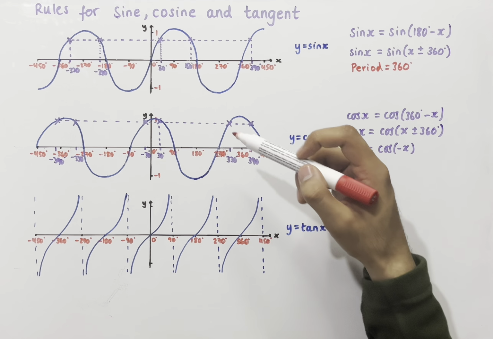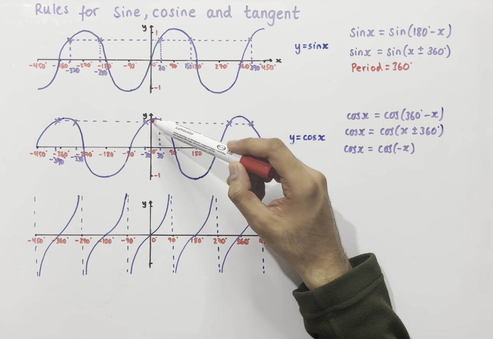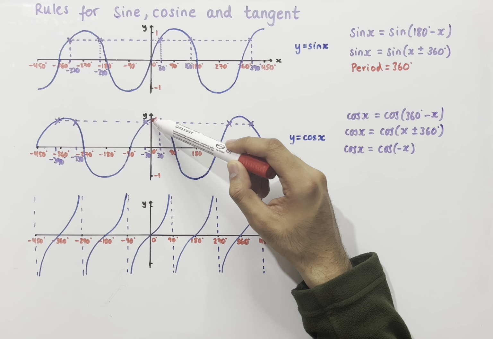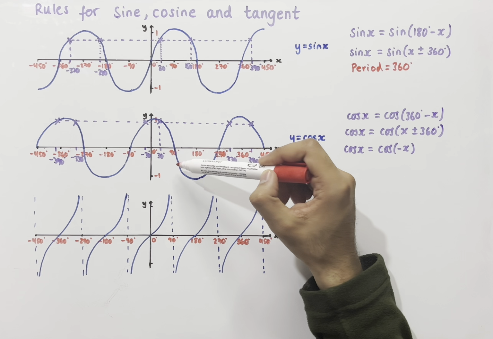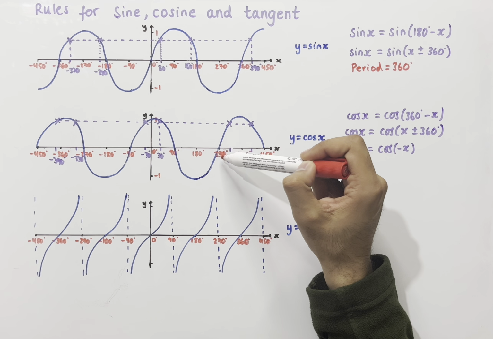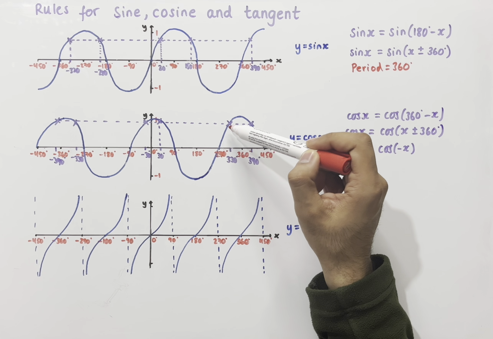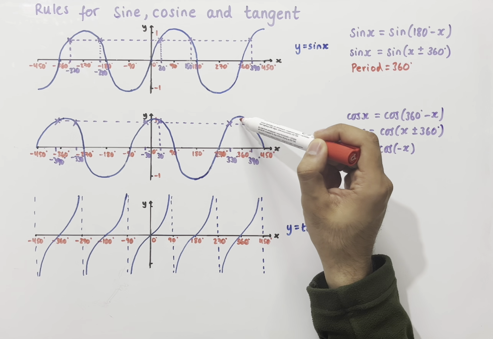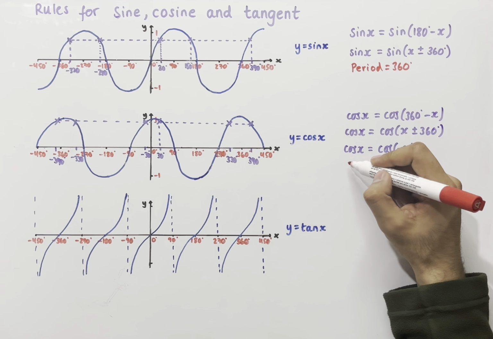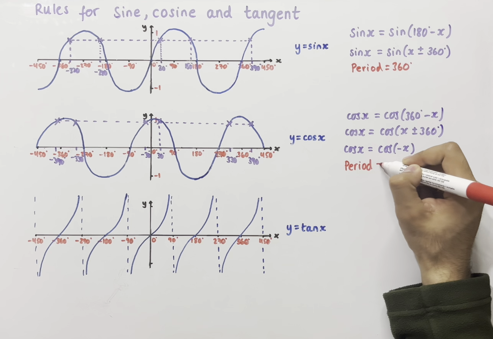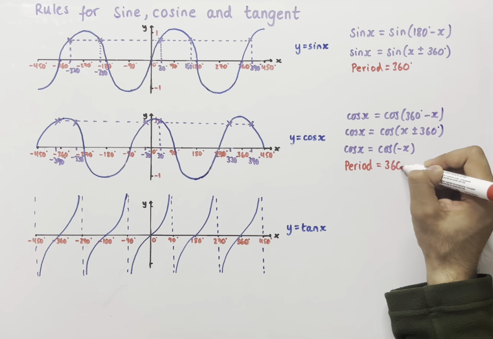360 degrees. So for the cosine graph, if we start when x equals 0, we have our graph at 1. This then goes down at 90 degrees, goes down to minus 1 at 180 degrees, comes back up at 270 degrees, and then goes back up to 1 where we started off at 360 degrees. And so the period of the cosine graph is again the same as the sine graph, which is 360 degrees.